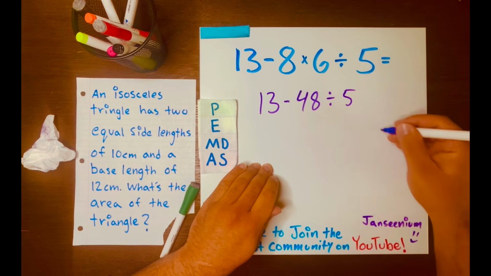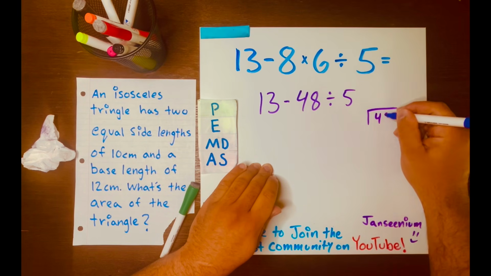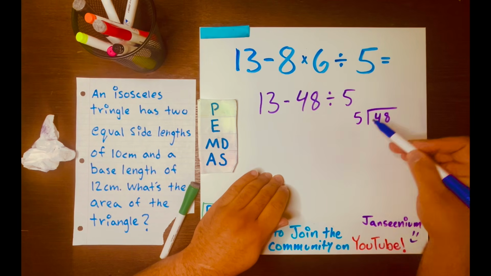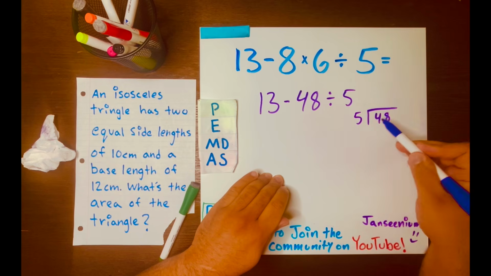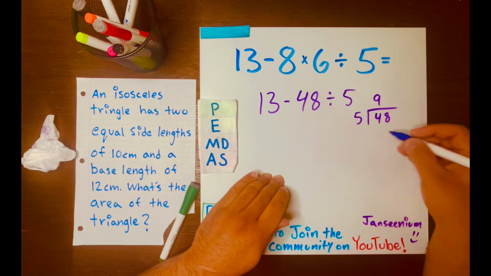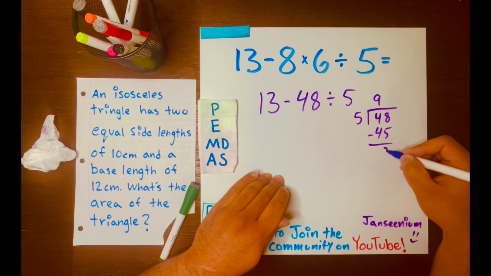48 divided by 5, so you use long division. You write the 48, the dividend, inside, and the divisor outside. And then how many times can 5 fit into 48? Easy, 9 times, because 9 times 5 is 45. And then you get your remainder. 48 minus 45 is 3.